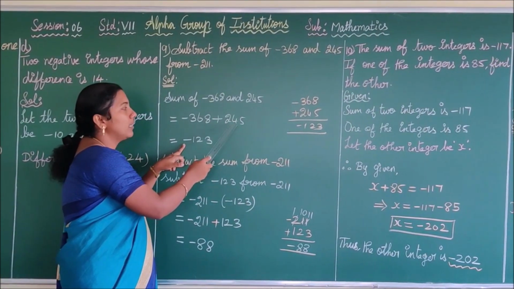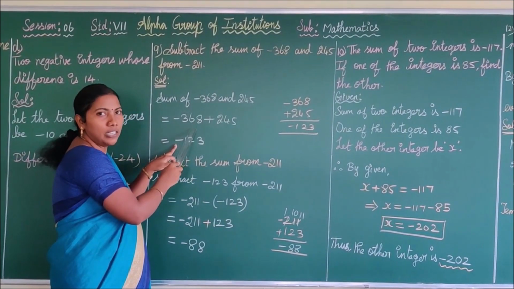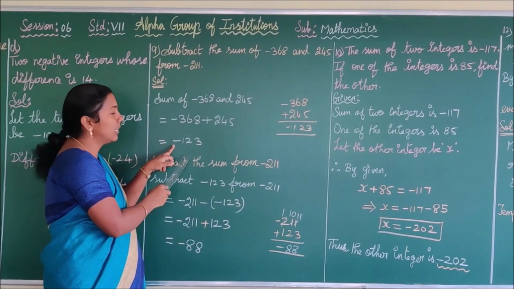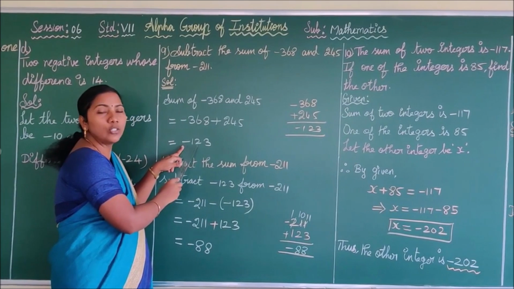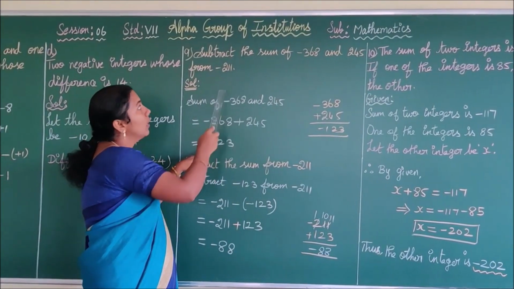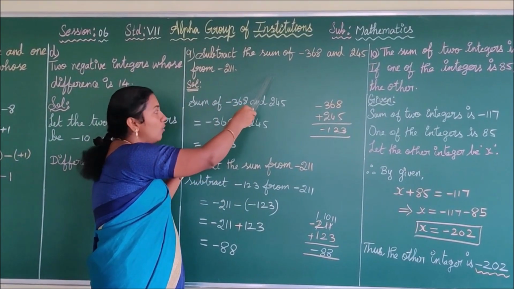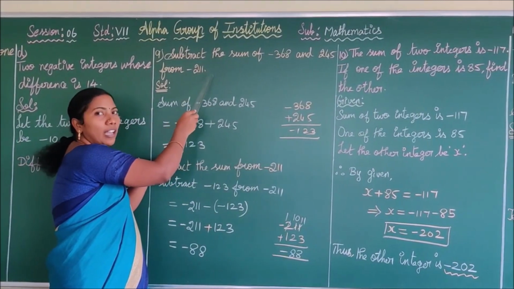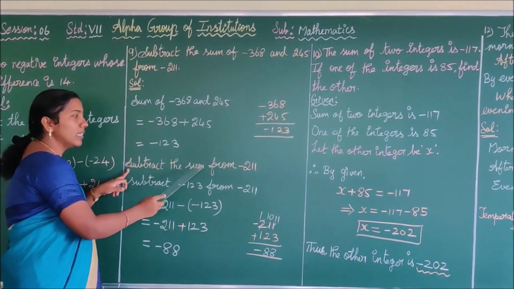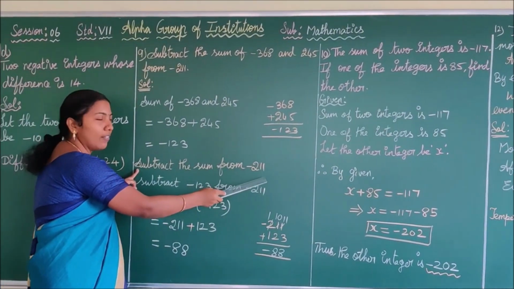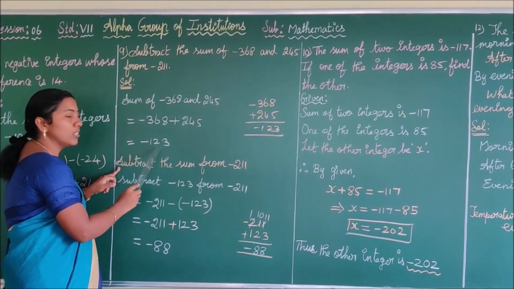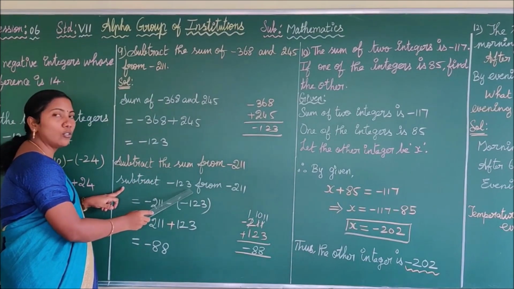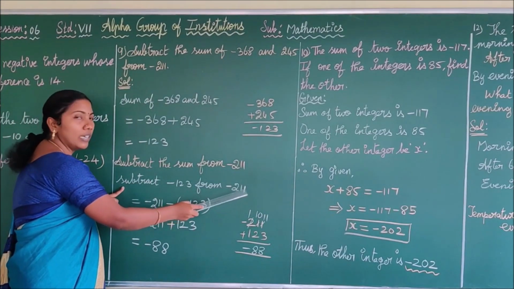So, you have to subtract the smaller number from the larger number, and the answer takes the symbol of the larger number. Thus, we get the answer minus 123. And what is the information given in the question? You have to subtract this sum from minus 211. Thus, we are writing subtract the sum from minus 211. What is the sum we got? Minus 123. That is, subtract minus 123 from minus 211.